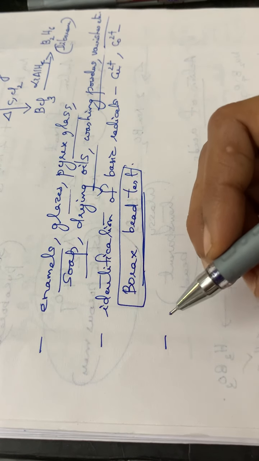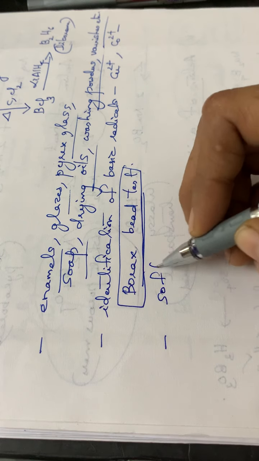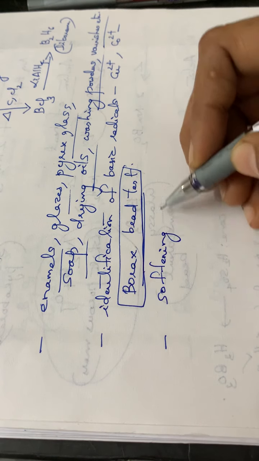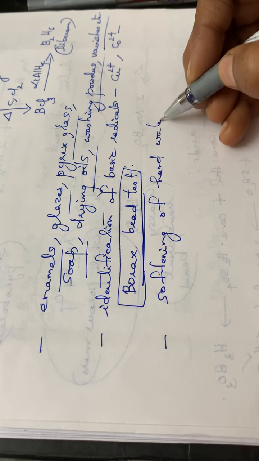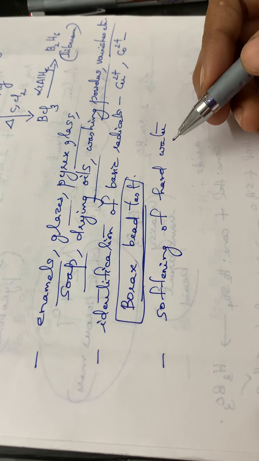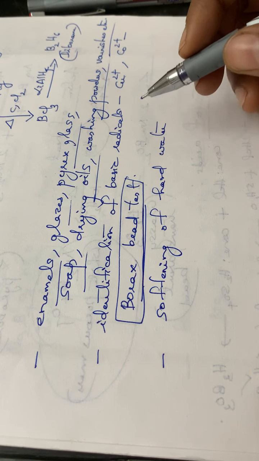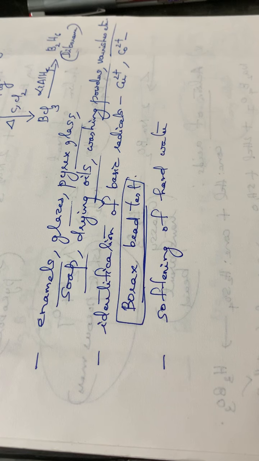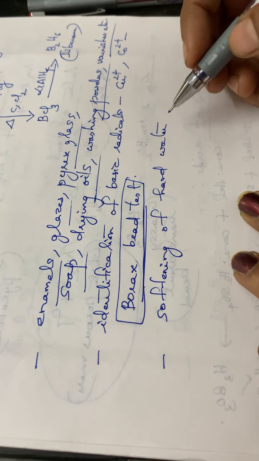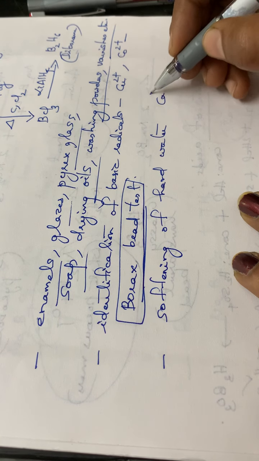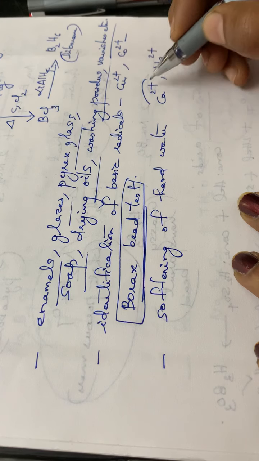Then the next use is that it is used in the softening of hard water. As you know, hard water is due to the presence of Ca2+ ions and Mg2+ ions, isn't it? So when this borax is treated with this hard water, it will precipitate the calcium ions present in the hard water. In hard water, it will have calcium ions as well as magnesium ions.